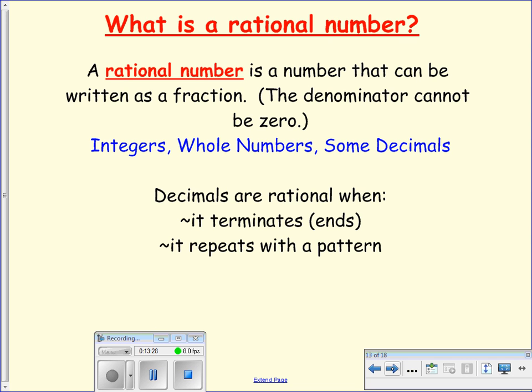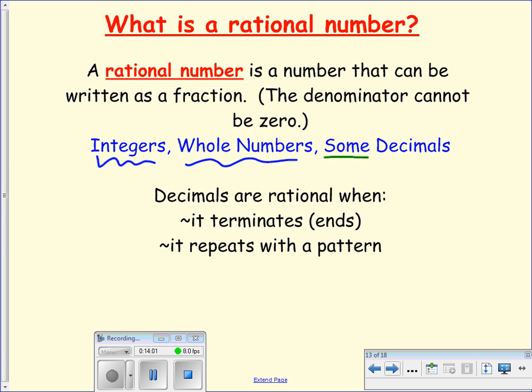So let's just review. A rational number is a number that can be written as a fraction, as long as the denominator is not 0. So 3 is a rational number because 3 over 1, that's a fraction. 3/4, written as a fraction. So all integers are rational numbers. All whole numbers are rational numbers. So positives, negatives, all are rational numbers.